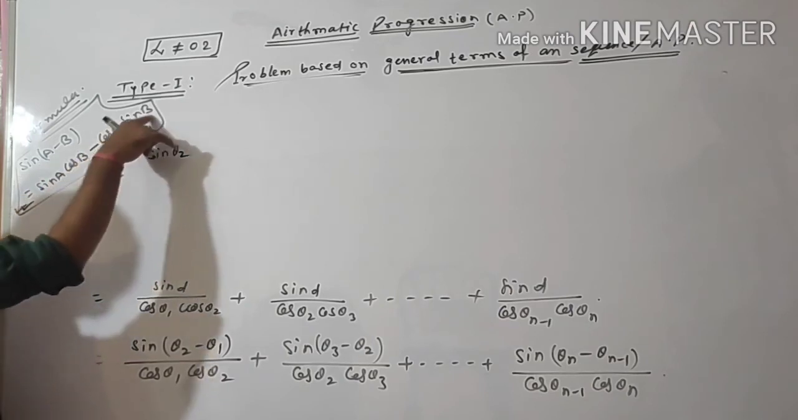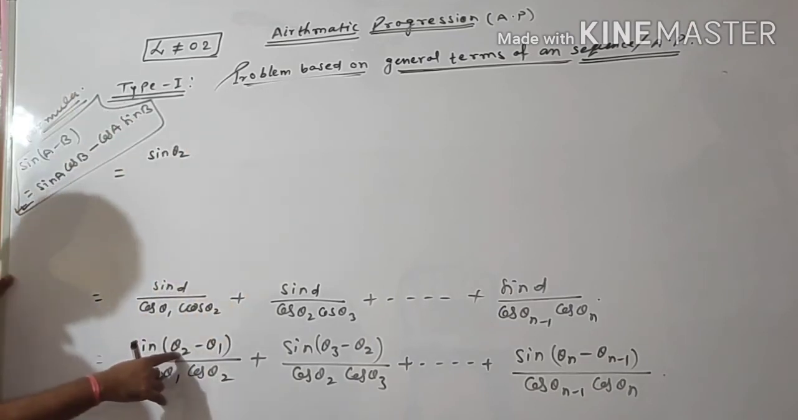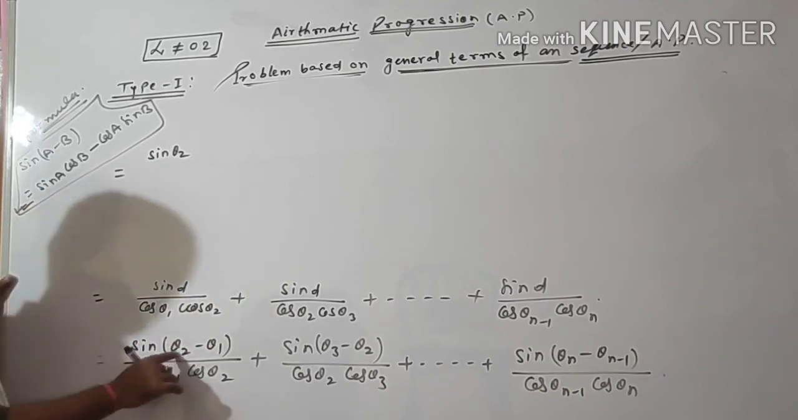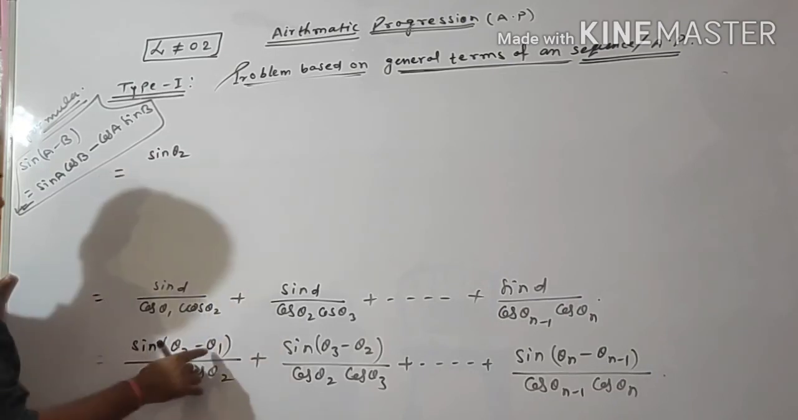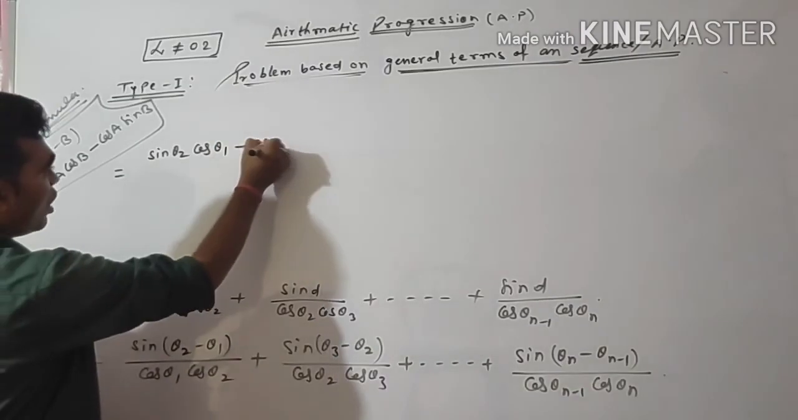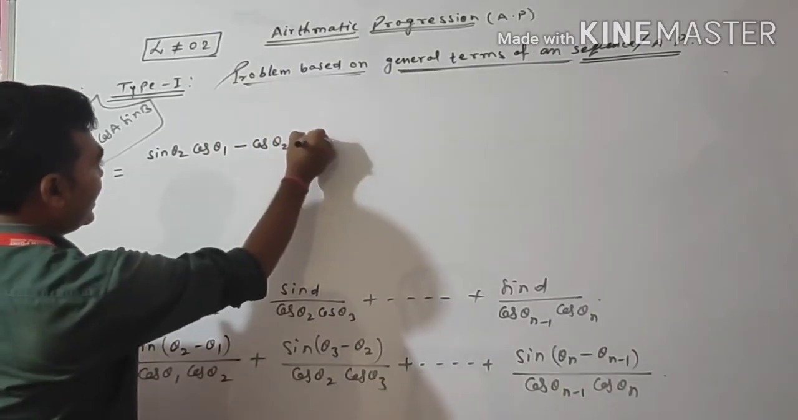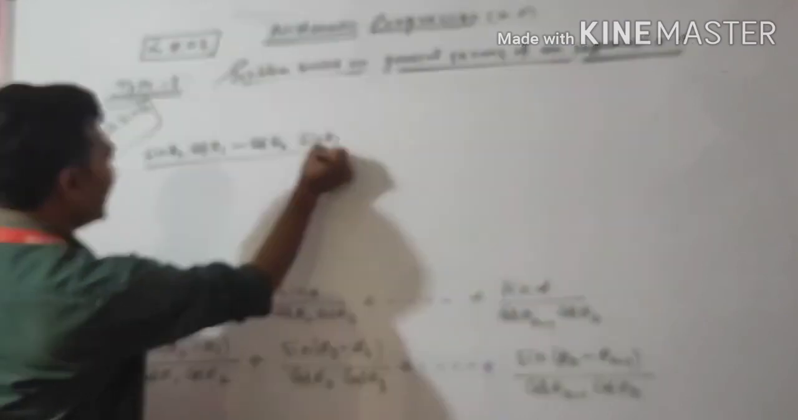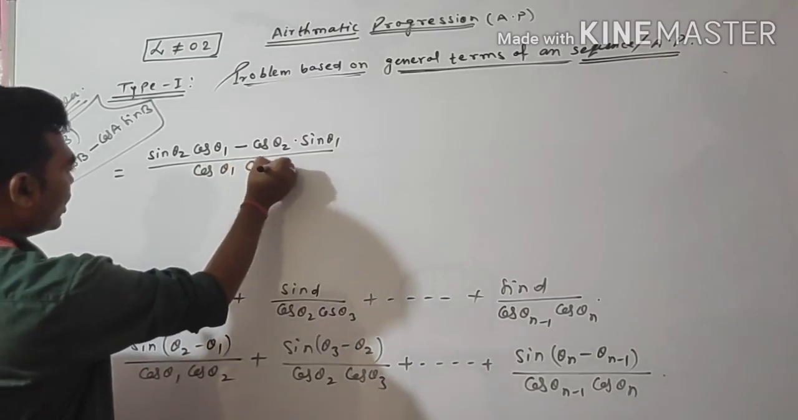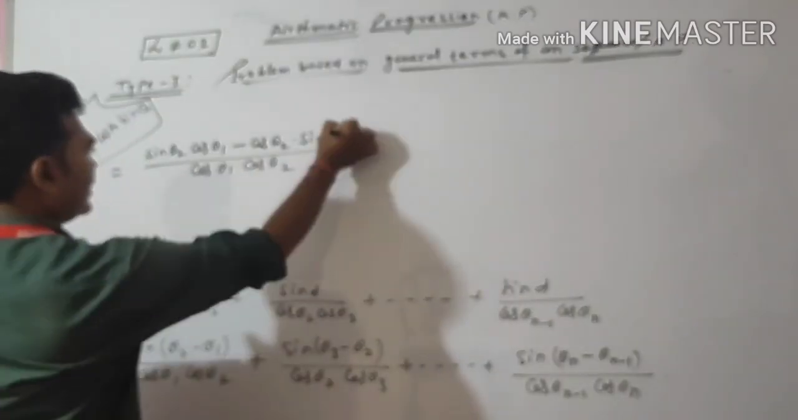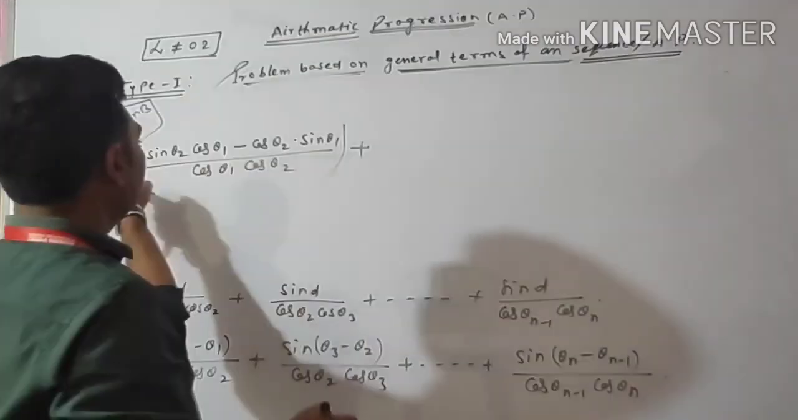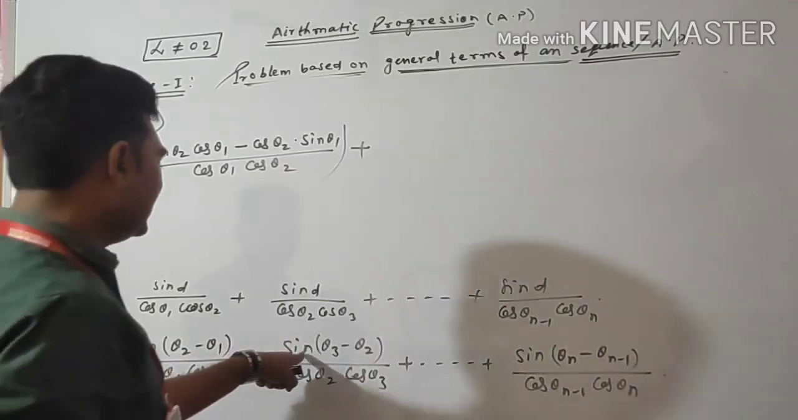Sin theta 2 minus theta 1, similarly sin A cos B minus cos A sin B. Here in place of A is theta 2, in place of B is theta 1. Therefore sin A is sin theta 2 into cos B, that means cos theta 1, minus cos A, that means cos theta 2, and sin B, sin theta 1, divided by cos theta 1 cos theta 2, plus, this is your first term.